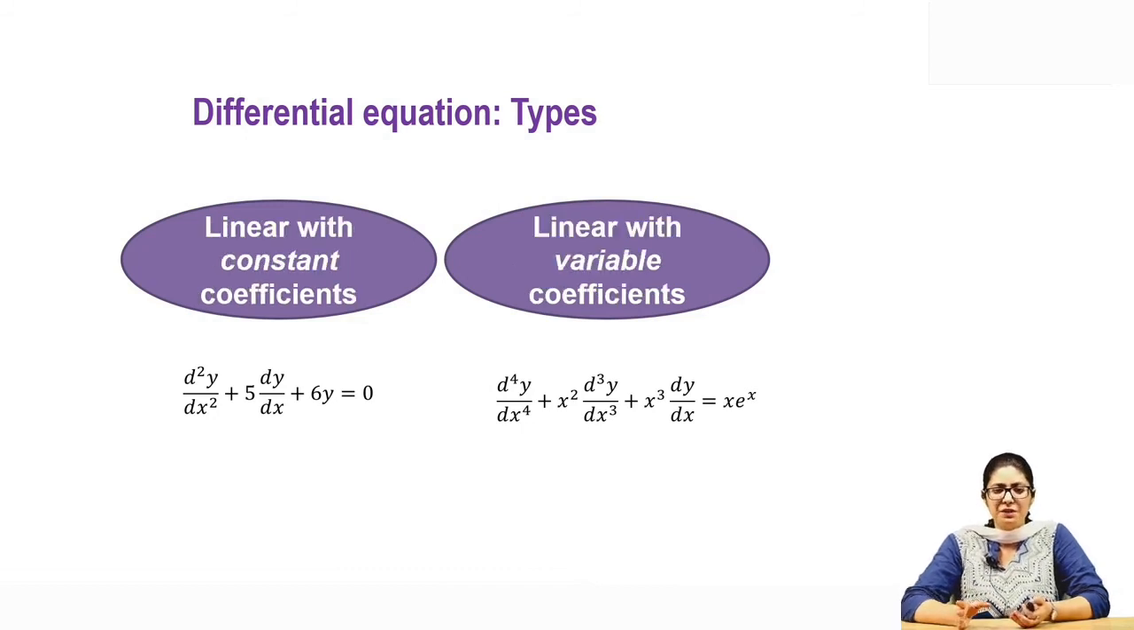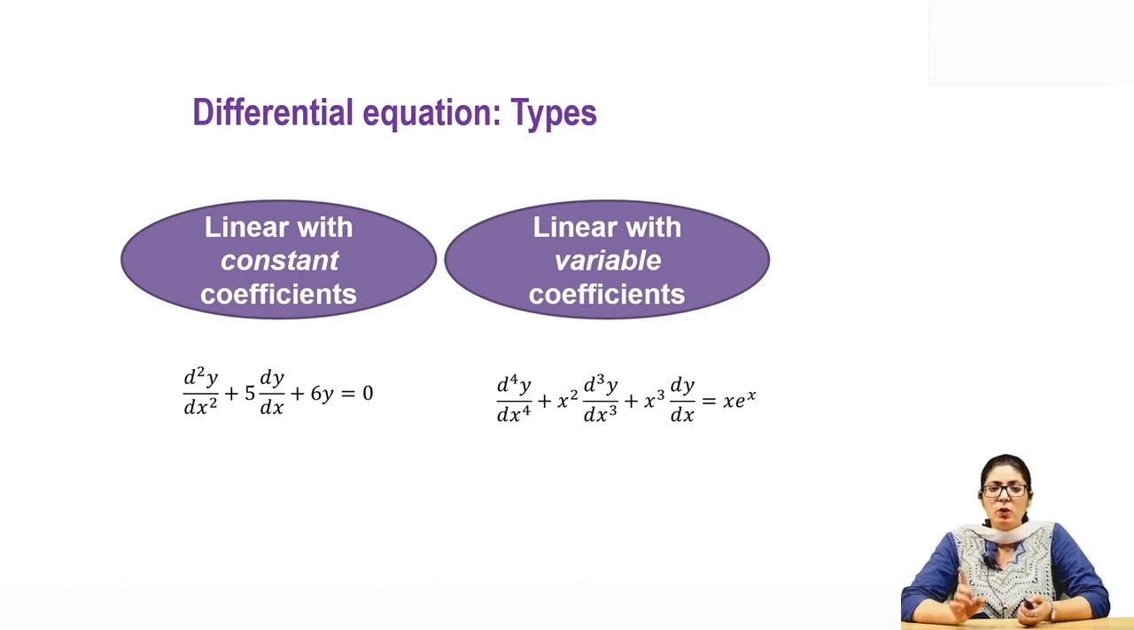Next, we have the classification as differential equations which are linear with constant coefficients, and differential equations which are linear with variable coefficients. In the first case, you can see on the left hand side we have the coefficient of d2y by dx square as 1, the coefficient of dy by dx as 5, and the coefficient of y as 6. So, these are all constants. Therefore, this equation is linear with constant coefficients. Why linear? Because the power of each of these terms is 1.